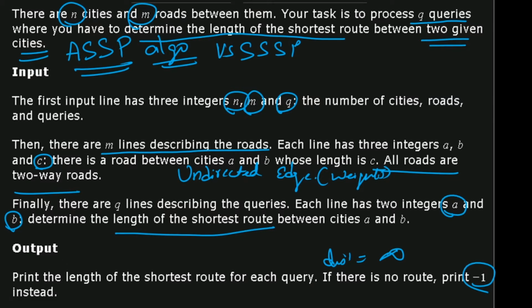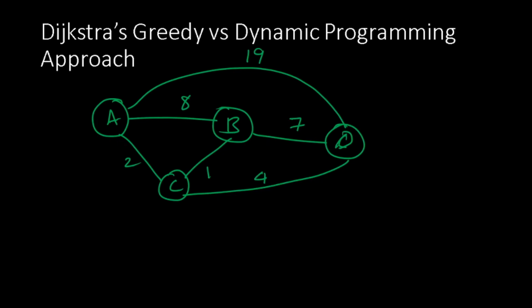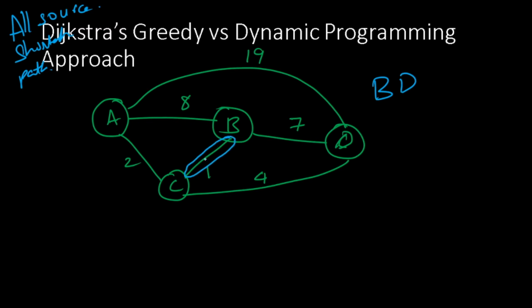Let's look at the illustration. Things will be clear after that. This is an all source shortest path. Okay, so given the query BD, we have to return the shortest path between B and D. The answer is we go from B to C and then we go from C to D. That will be 1 plus 4, we output 5.